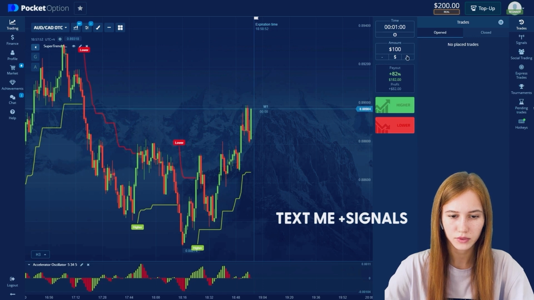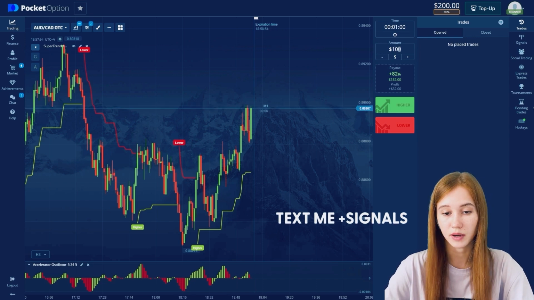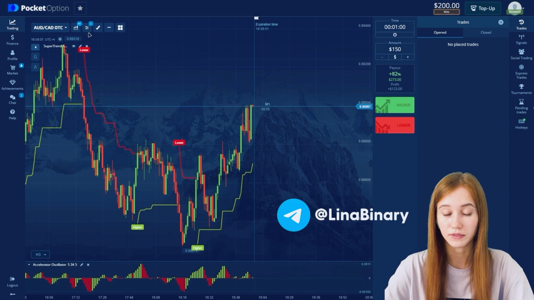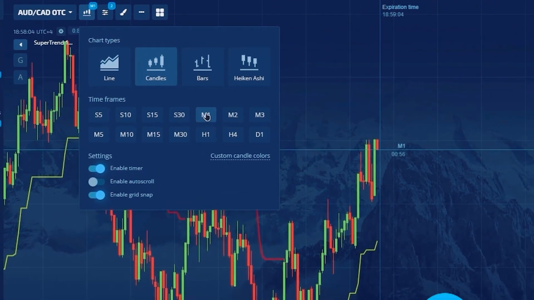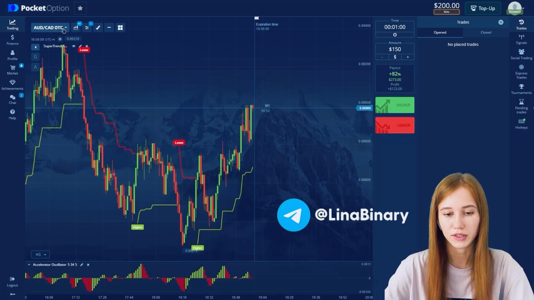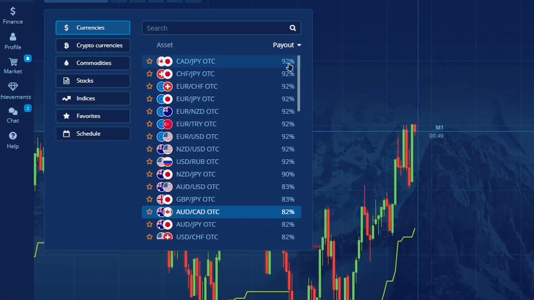And also, let's set up our trading space. Let's start with the fact that our trades today will be $150. So we'll have minute deals. Therefore, these settings include the minute time frame and candles.